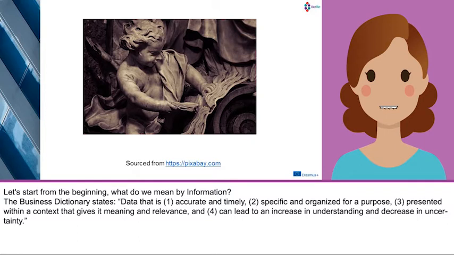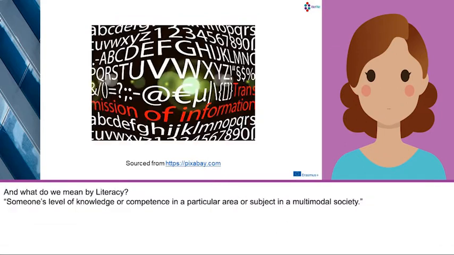What do we mean by information? The Business Dictionary states, data that is accurate and timely, specific and organized for a purpose, presented within a context that gives it meaning and relevance, and can lead to an increase in understanding and decrease uncertainty. And what do we mean by literacy? Someone's level of knowledge or competence in a particular area or subject in a multimodal society.